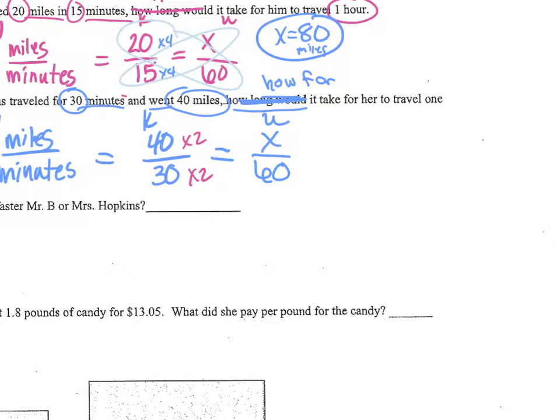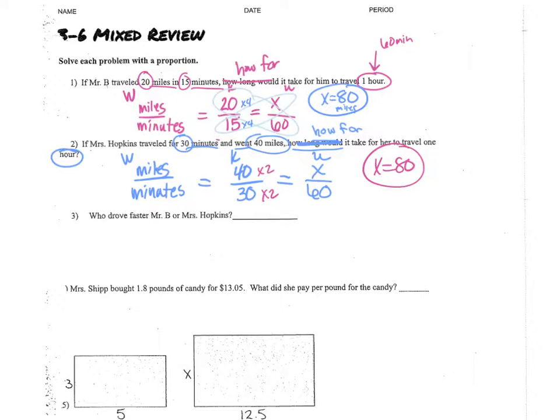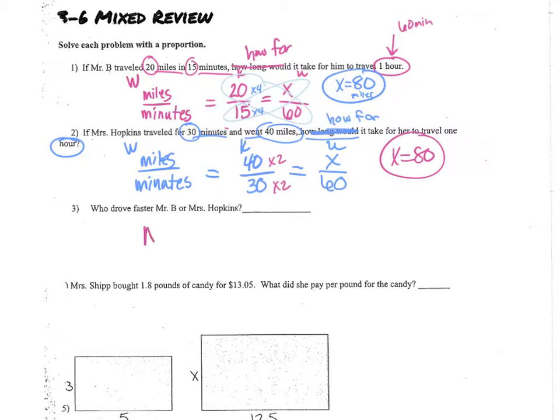They're both 80s? Oh my gosh, they're the same. They were the same, right? They went the same amount of miles in the same amount of minutes. Is that legal?